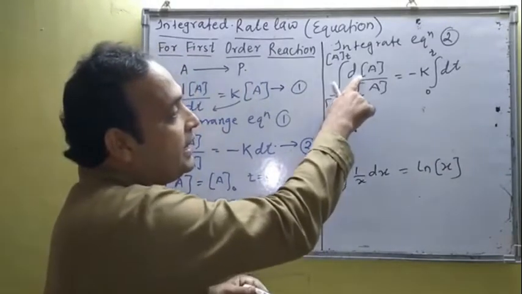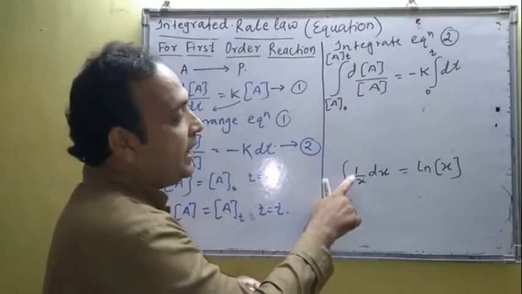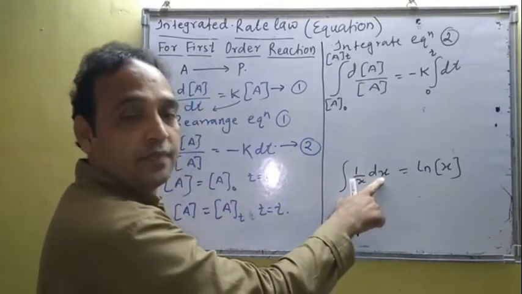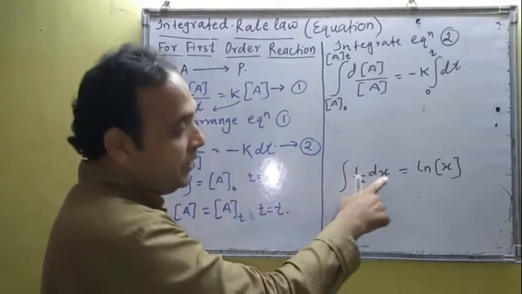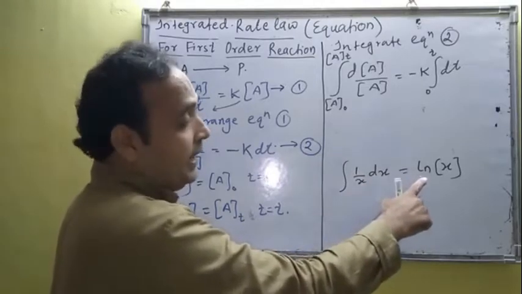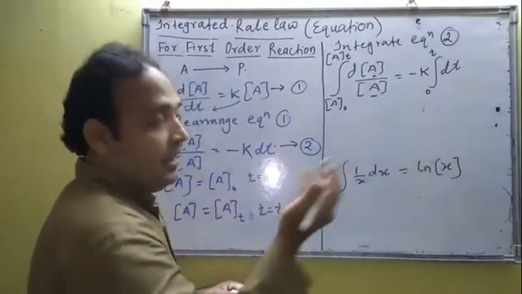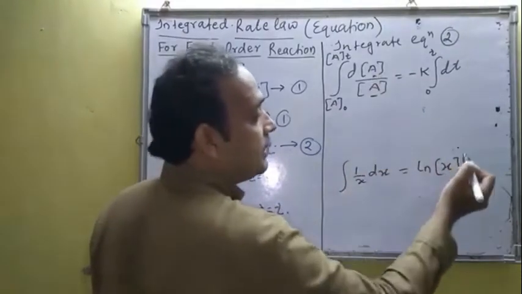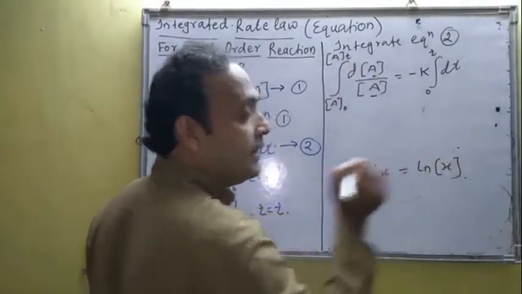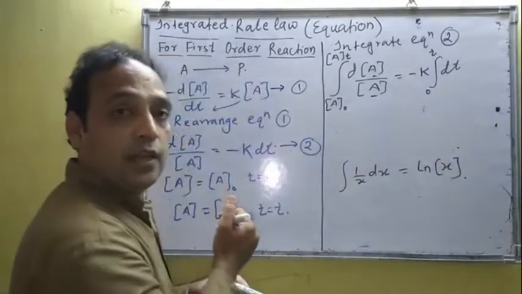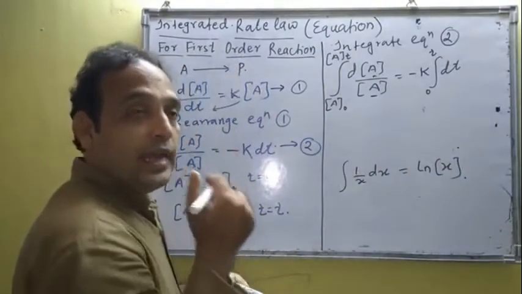Likewise here, we can write dA by A, meaning we can take 1 by A into dA. So this becomes the natural log of A, instead of x we write A. Now my upper limit is At and lower limit is A0. This mathematical rule is given in 11th standard. I think you have studied it.